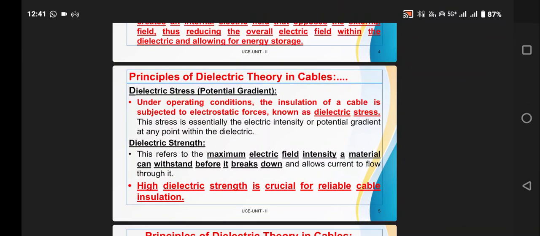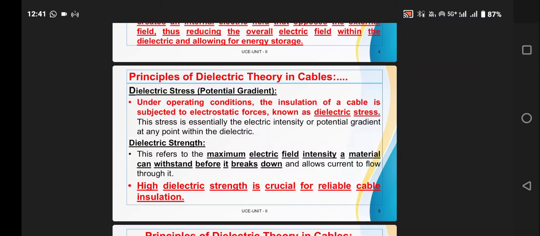What is meant by potential gradient or dielectric stress? Under operating conditions, the insulation of a cable is subjected to an electrostatic force known as dielectric stress. The stress is essentially the electric intensity or potential gradient at any point within the dielectric.